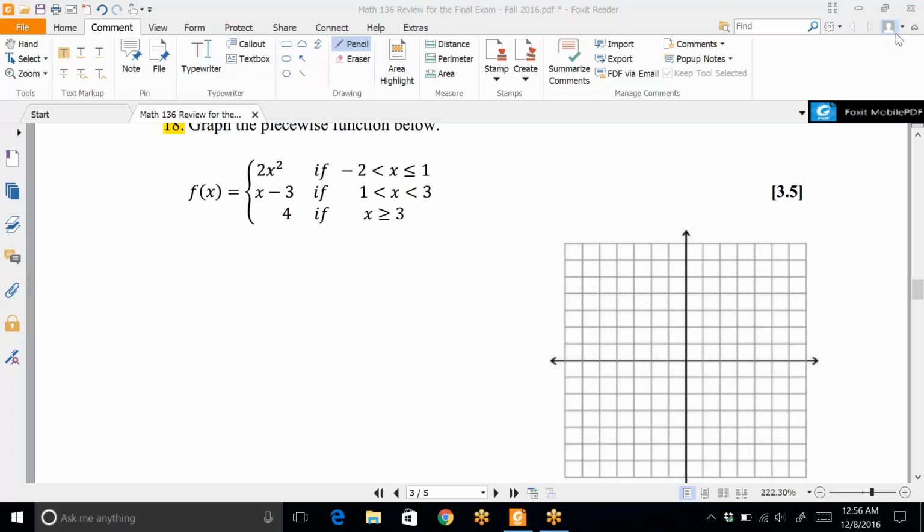Okay, I'm going to work through a few more problems from the review for the final, starting with number 18. This is a piecewise function, so we want to do it by 3 different tables of values since there's 3 functions. So each one of these will be a function that we're going to graph on a small restricted domain.